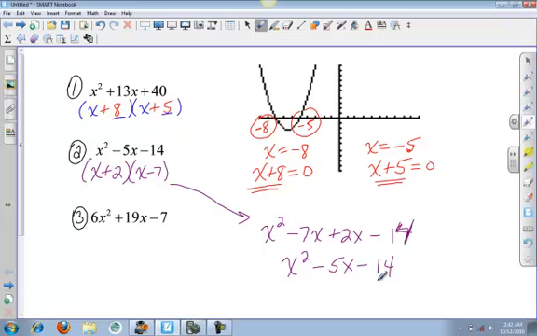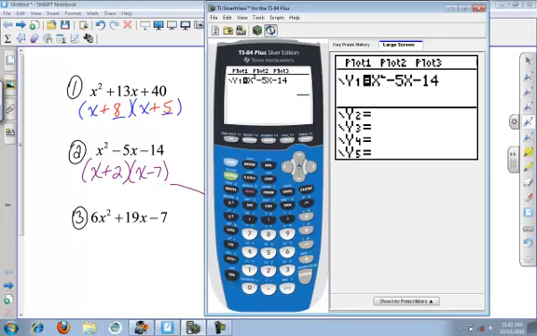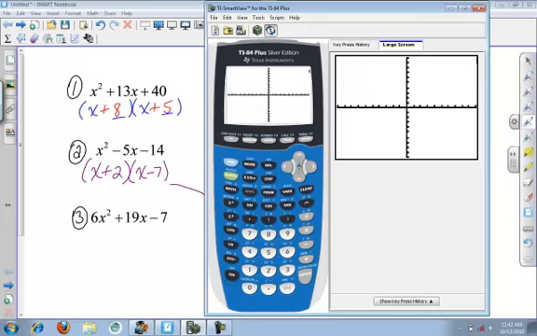Now, in both of those examples, it's been really obvious what the x-intercepts were. We could look at the graph and tell where they were. In the next example, it's not going to work out quite that nicely, I don't believe: 6x squared plus 19x minus 7. We'll start with the standard viewing window again. If we need to adjust that, we will. Okay, and it certainly appears that we need to adjust that.